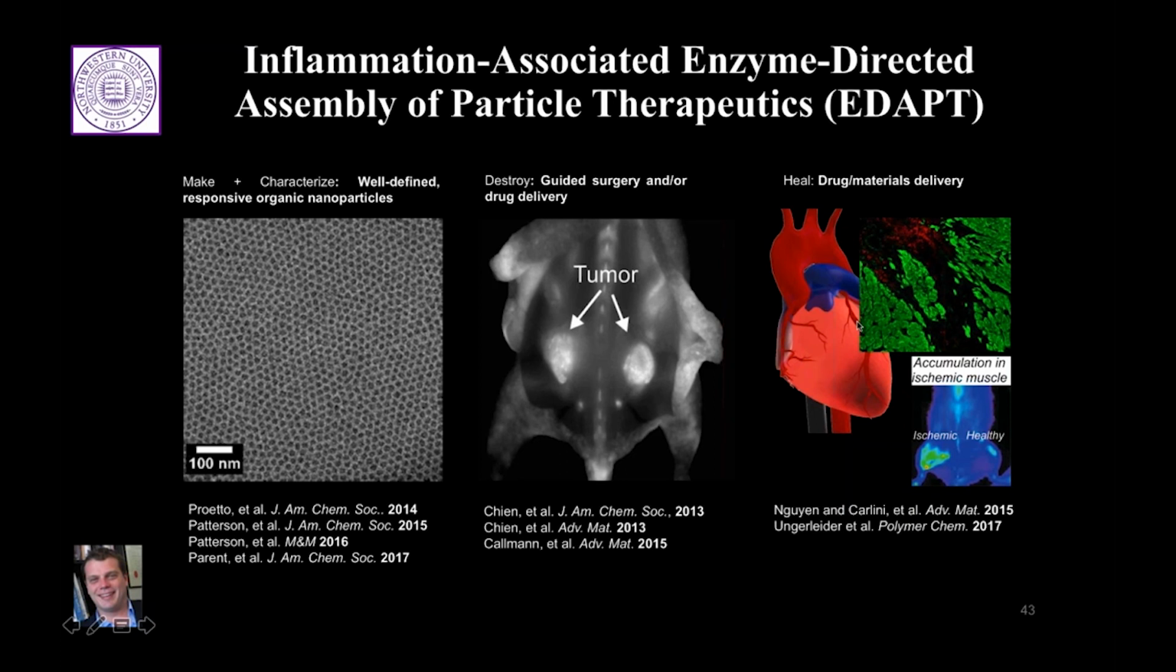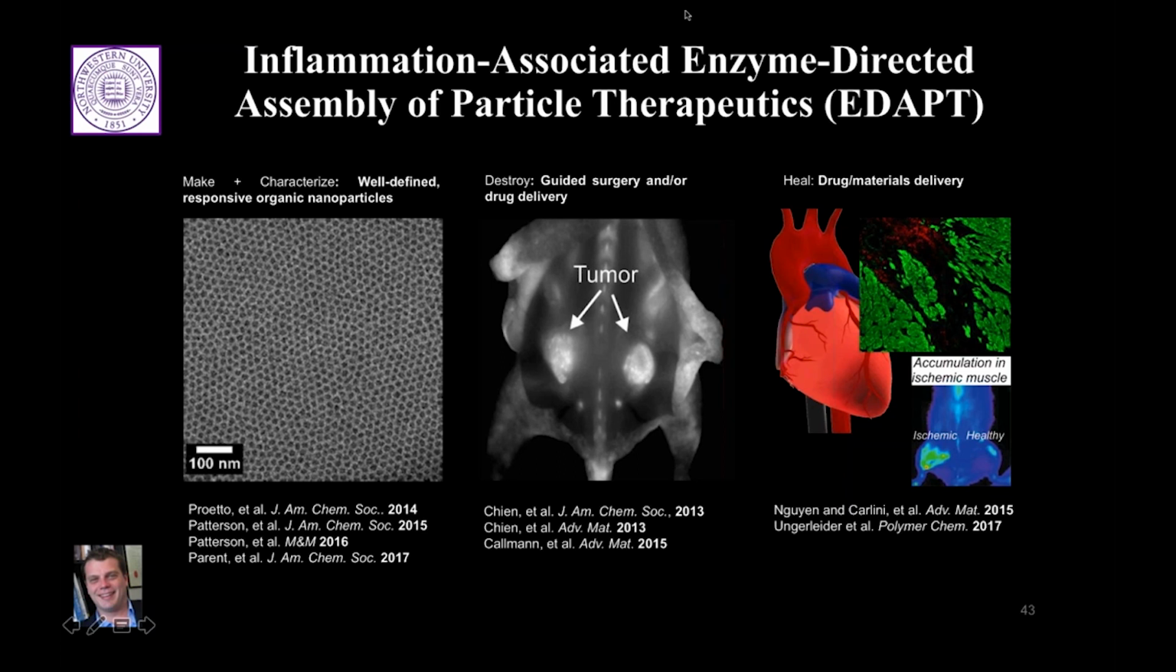We haven't quite got there yet, but what I'm going to describe to you is our efforts towards developing agents that are capable of doing that. We term these enzyme-directed assembly of particle therapeutics. This is the strategy we've developed, and I'll describe how that works over the course of the next few slides. Let's back up a little bit, though, and start at the beginning of this.